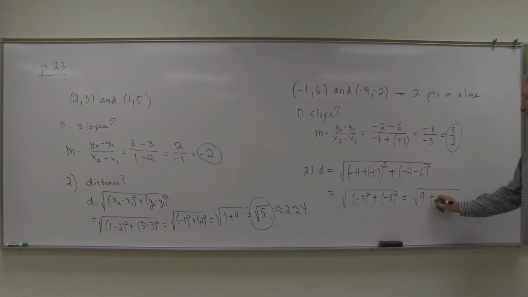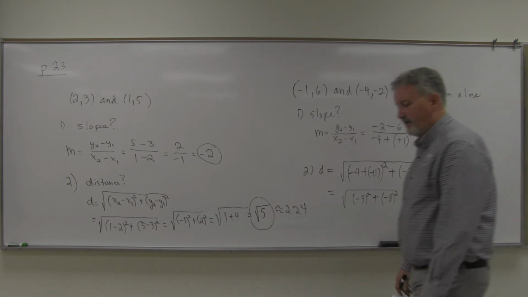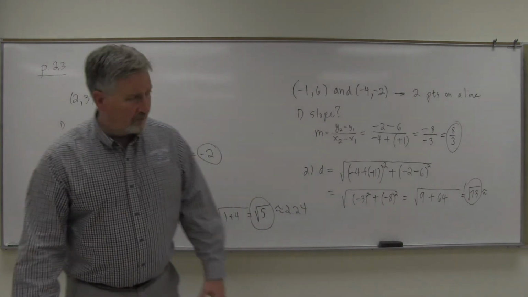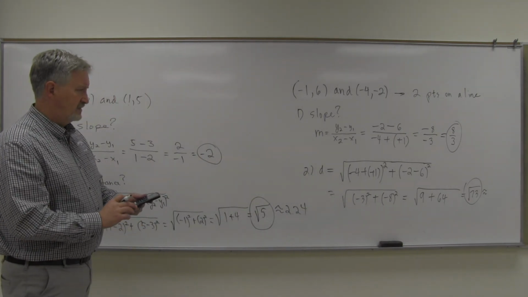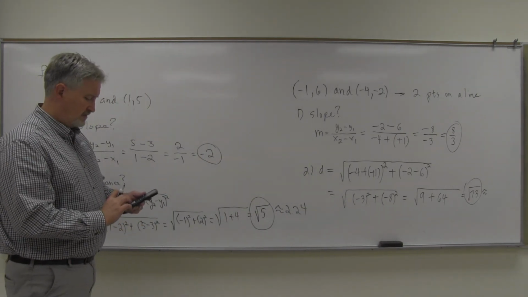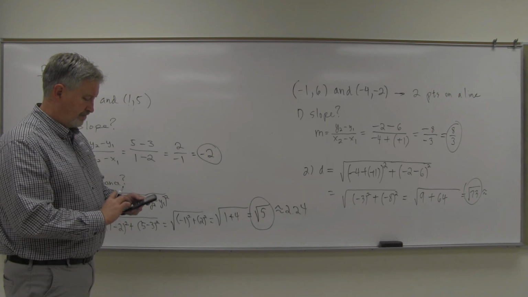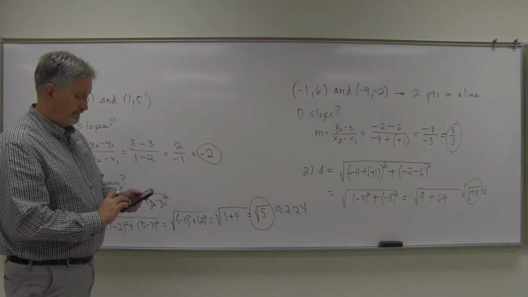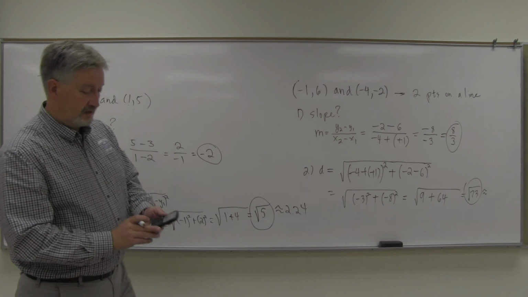So it'll be 9 plus 64, which is 73, which is an exact answer, I guess you might say. Square root wise, what is that? Not quite 9, 8.5, something like that. Yeah, 8.54.